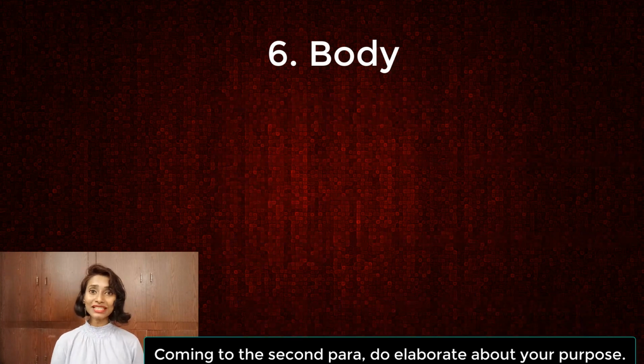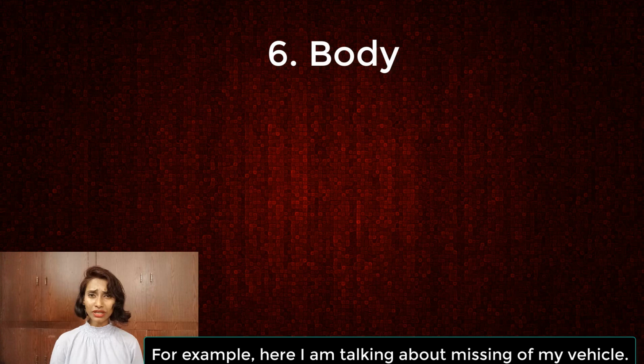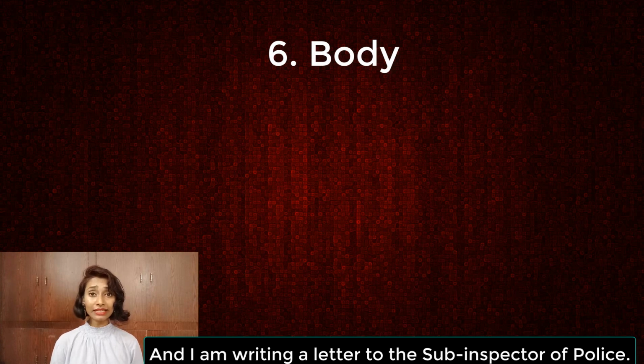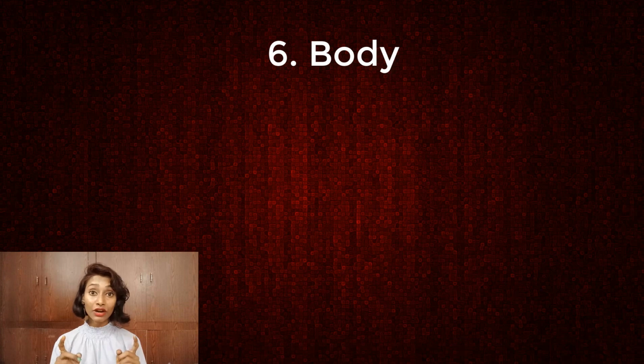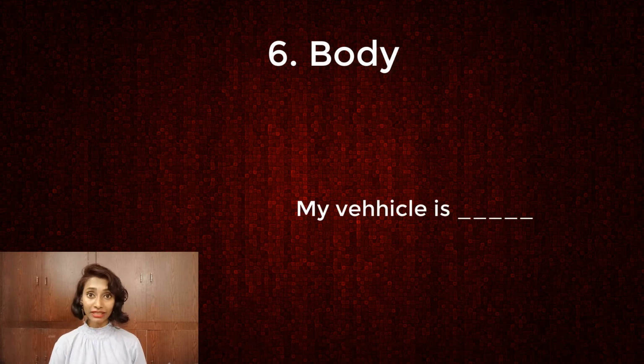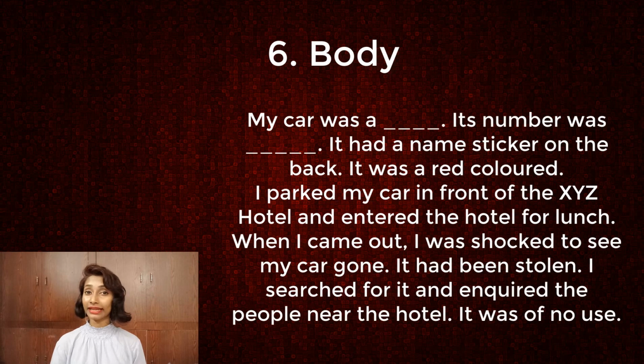Do mention that there. Coming to the second para, do elaborate on your purpose. If you're talking about any missing item or complaint, do talk about that. For example, here I'm talking about the missing of my vehicle and I'm writing a letter to the sub-inspector of police. So after my first para, my second para starts like this. "My vehicle is," write the model as well as brand of your vehicle, "bearing registration number," write the registration number of your vehicle, and then follow it with specifications of the vehicle like color, where you parked, how much time you have spent, and when you noticed that you missed your vehicle and all.